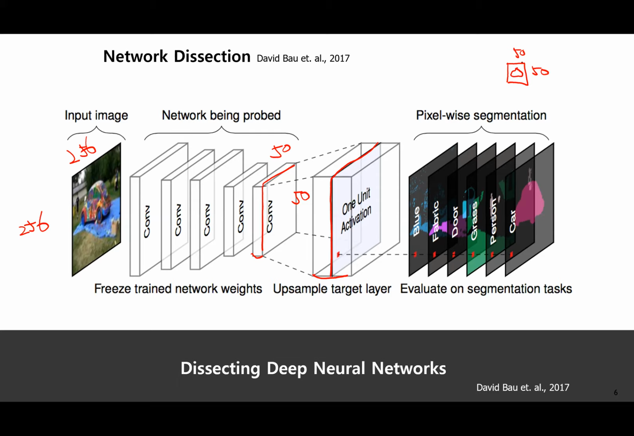So the highlighted part is evaluated and compared with the semantic segmentation mask, to see where the highlighted part has high correlation, which is computed from the intersection over union. And when those parts are highlighted more, then we can say that, just a moment.